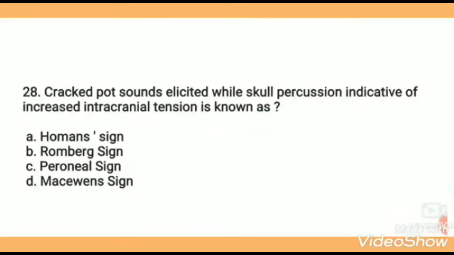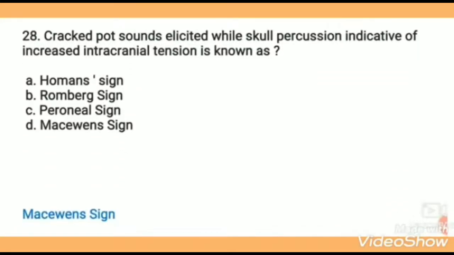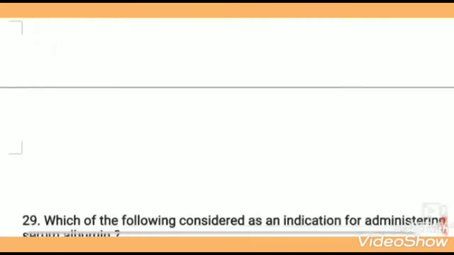Cracked pot sounds elicited while skull percussion, indicative of increased intracranial tension, is known as Hohmann sign, Romberg sign, Peroneal sign, or McQueen sign? So, the correct answer: cracked pot sounds elicited while skull percussion indicative of increased intracranial tension is known as McQueen sign. Next question.